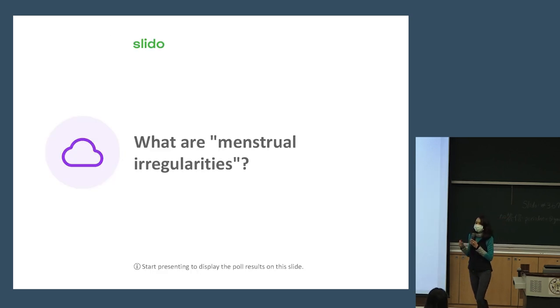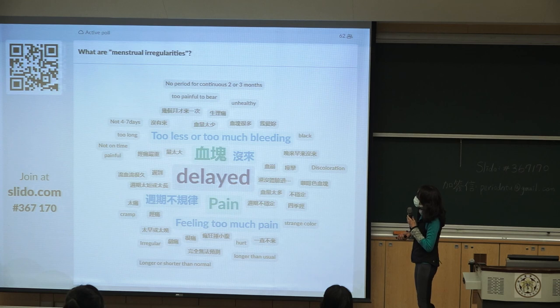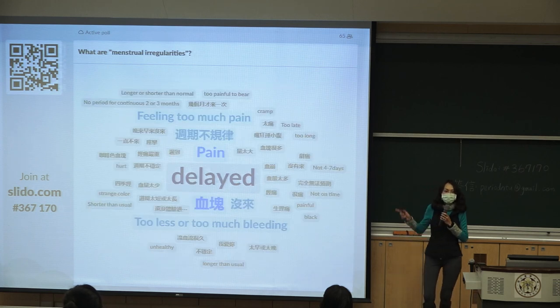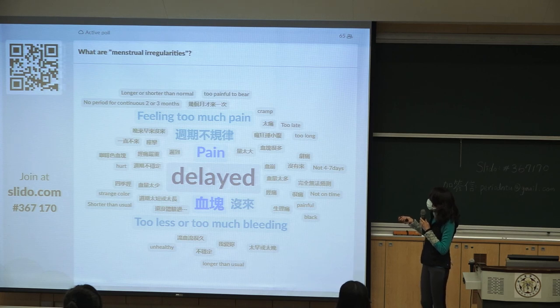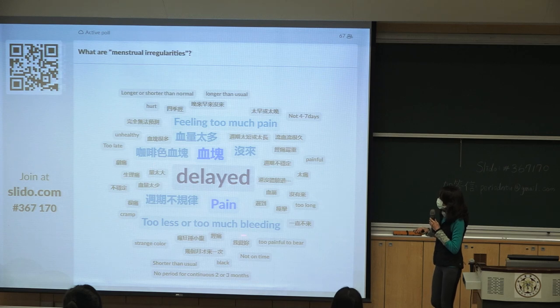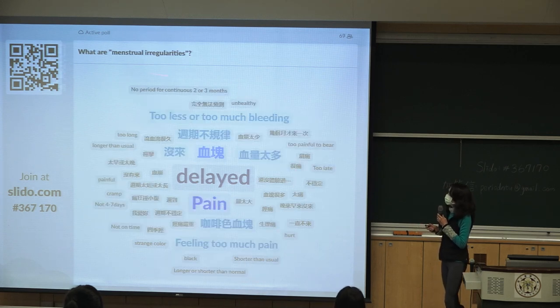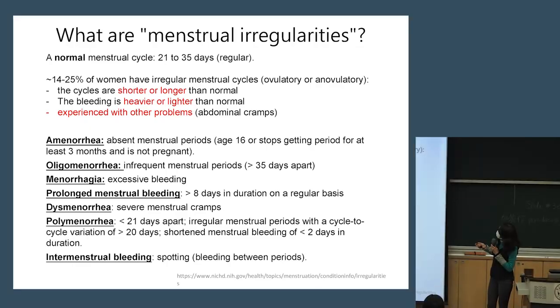So now we know what a normal period is. Who can tell me what an abnormal menstrual cycle is? In other words, what is menstrual irregularity? So basically, everything opposite from the previous slides is the answer, right? So then, I want you to think about what caused all of this. What can be the factors for menstrual irregularity? You can take a look at this.